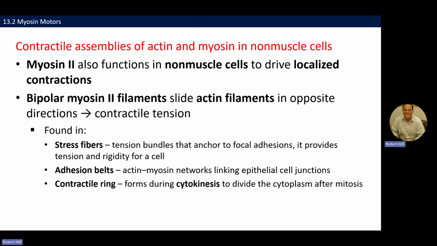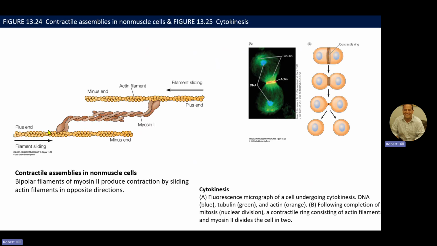The other component that has these bipolar myosin 2 filaments sliding past actin filaments are adhesion belts. Adhesion belts are important in linking epithelial cells together. And then, of course, the contractile ring, which wraps around the cell during cytokinesis and pinches it into two to divide the cytoplasm after mitosis.